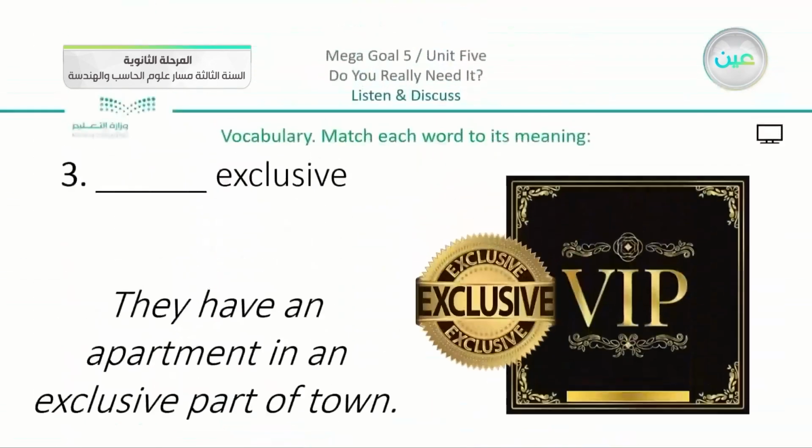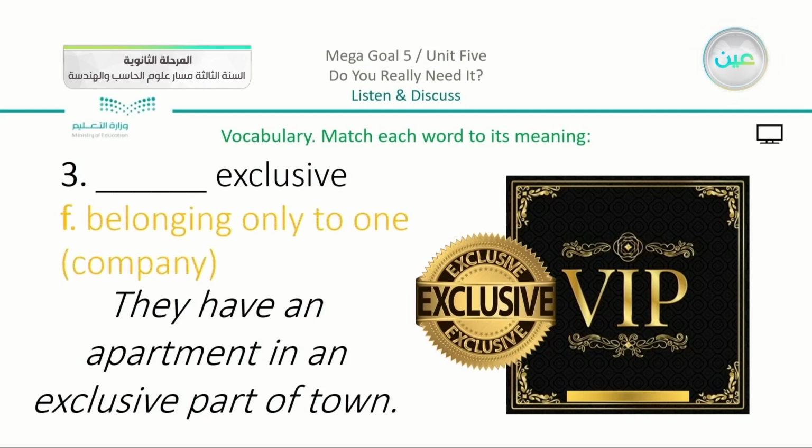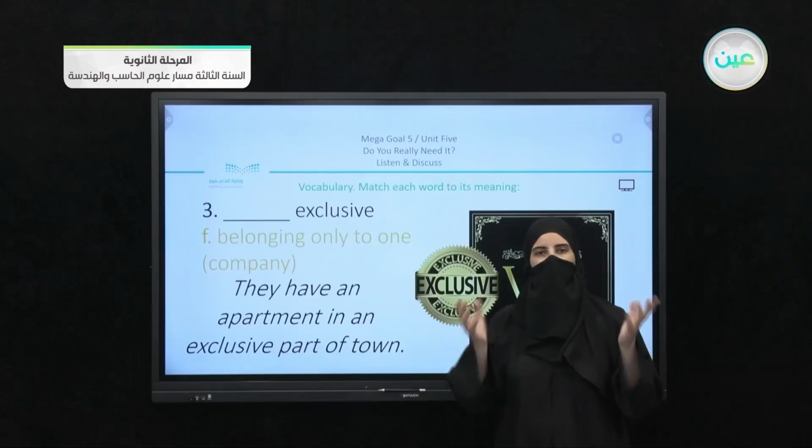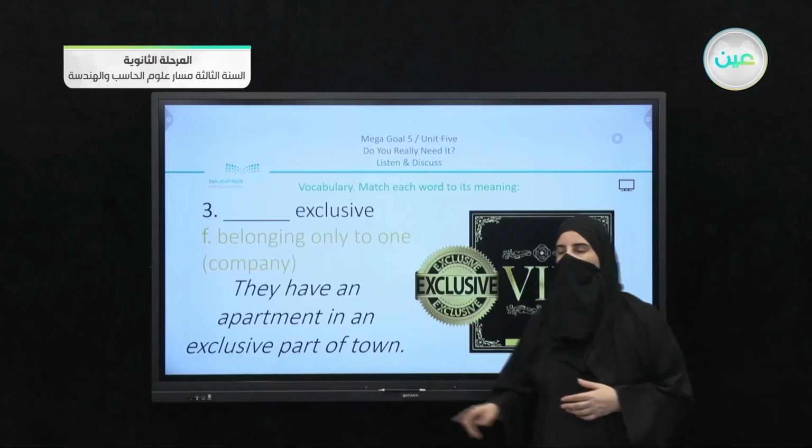Then we have in 3, exclusive. Now we said exclusive is something which is close to being special or something VIP. Now we have here the example, they have an apartment in an exclusive part of town, and we agreed that the answer is going to be F, belonging only to one, and we can say, for example, in a company.